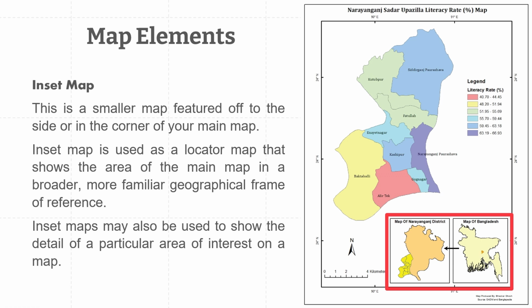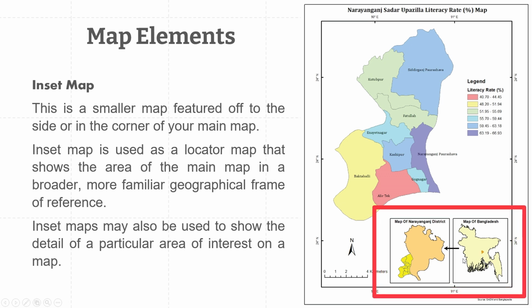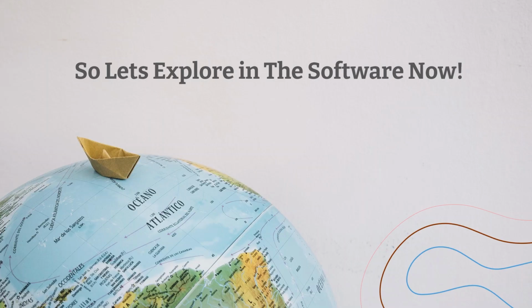Finally, let's talk about the inset map. This is a smaller map featured up to the side or in the corner of your main map. An inset map is used as a locator map that shows the area of the main map in a broader, more familiar geographical frame of reference. Inset maps may also be used to show the detail of a particular area of interest on a map. Here we can see the two inset maps of the map where the main area is shown in a more known geographical frame of Bangladesh. So as we have learned about the basic terminologies, let's explore in the software now.